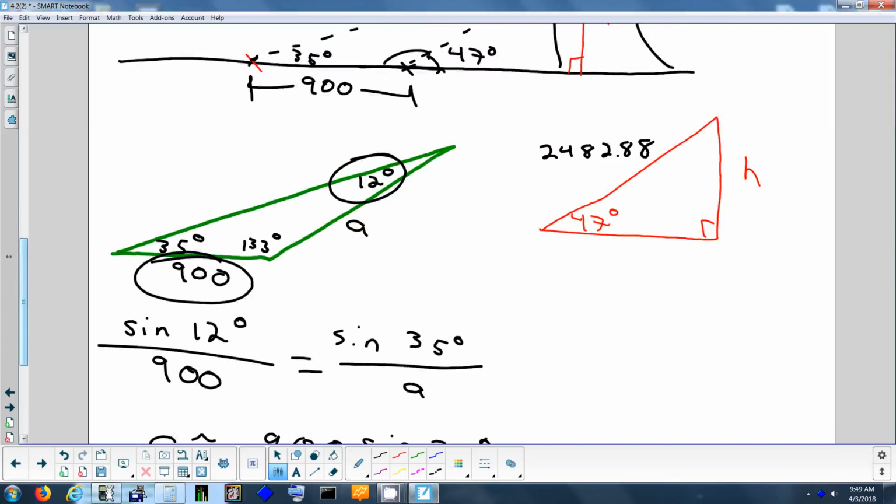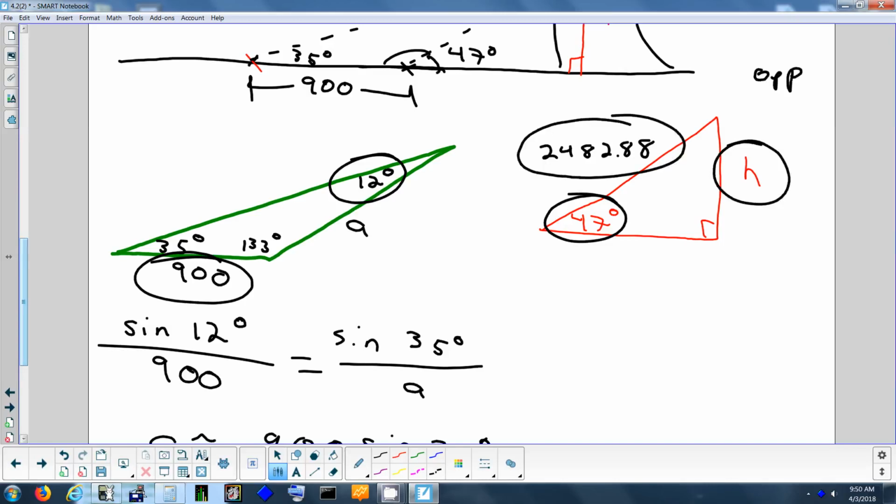Now I have a side in the red triangle, and the red triangle is not just any kind of triangle. What kind of triangle is the red one? It's a right triangle. So now Pythagorean theorem, SOHCAHTOA, whatever you want to use with that, you can. Or you can use law of sines, but you don't need to. So from the perspective of 47, what's the name of side H? Opposite, adjacent, or hypotenuse? Opposite. And what about 2,488.88? Hypotenuse.